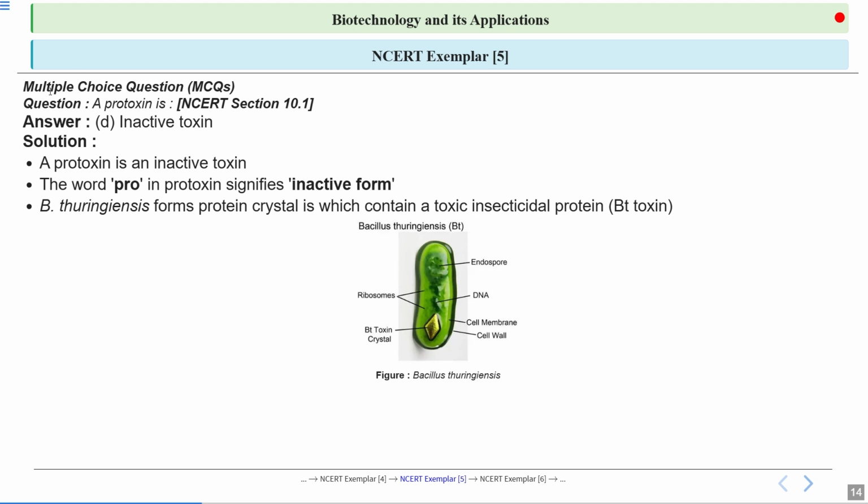Okay, let's see. As I have told, this protoxin we get from Bacillus thuringiensis, and you can see that there is a protein crystal in which there is this Bt toxin. This is shown in the diagram. Other things are cell membrane, cell wall, DNA, endospore, ribosomes. But what is of interest to us is that there is a protein crystal inside which there is a Bt toxin.